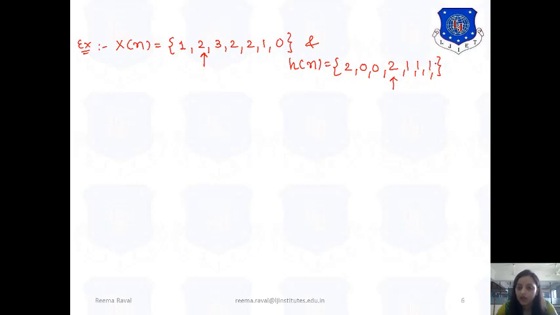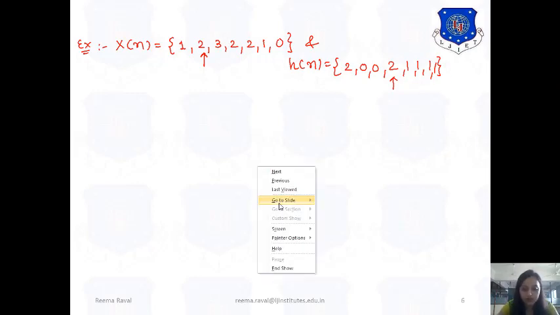But let's make it unequal and add one more instant value behind. So this will make the unequal length of sequences. Now let us solve this using tabulation method.